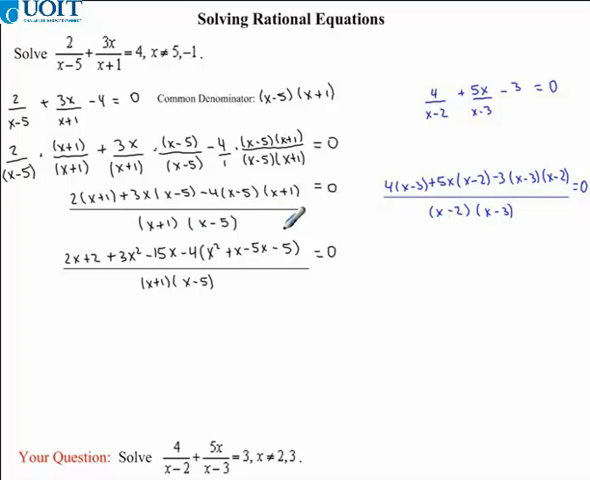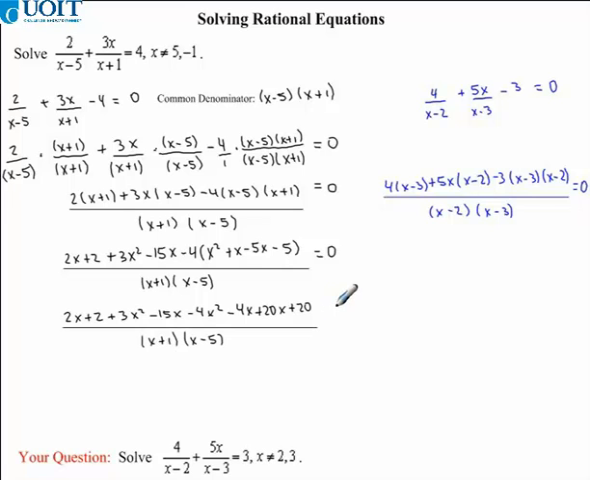Now we can expand this negative 4 into the brackets. So we will leave what's out in front here. We have 2x plus 2 plus 3x squared minus 15x minus 4 times x squared is minus 4x squared, minus 4 times x minus 4x, minus 4 times negative 5x positive 20x, and negative 4 times negative 5 is positive 20. Again, it's going to be over the same common denominator. And we're still going to have this equal to 0.